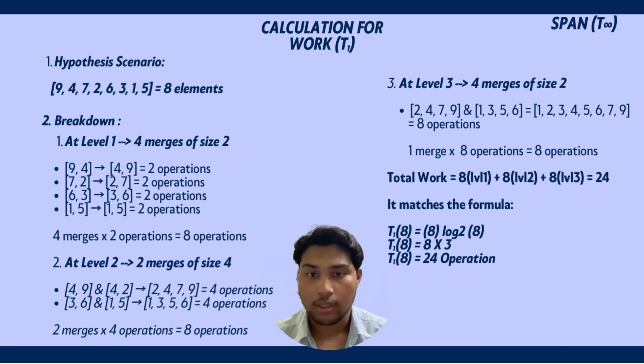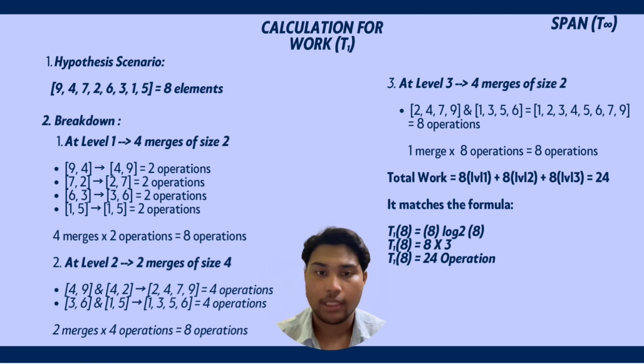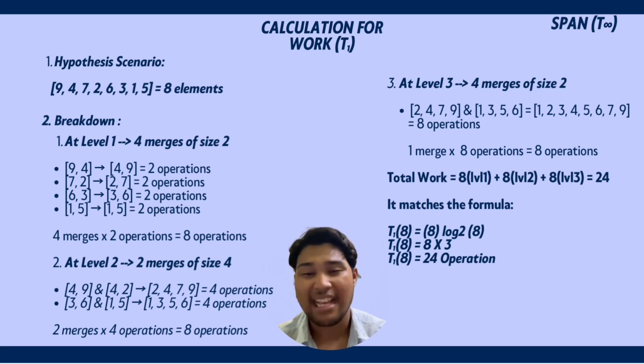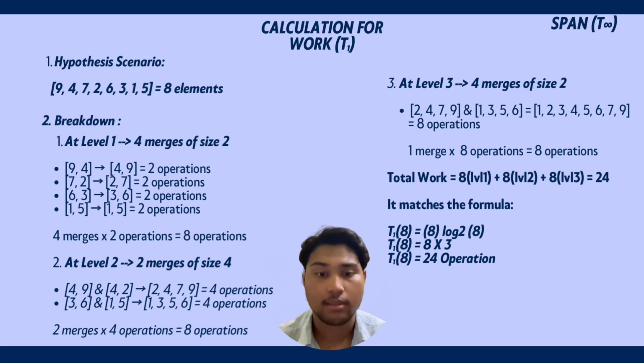Let's calculate total work, which counts all operations. I already prepared the example in the slide behind me. At level 1, we have 4 merges of 2 elements each, so that is 8 operations. At level 2, 2 merges of 4 elements, again 8 operations. At level 3, 1 merge of 8 elements, that is another 8 operations. Add them together and we get 24 operations in total. This matches the formula for work, which is 8 times log base 2 of 8, which gives the exact number again, 24 operations.